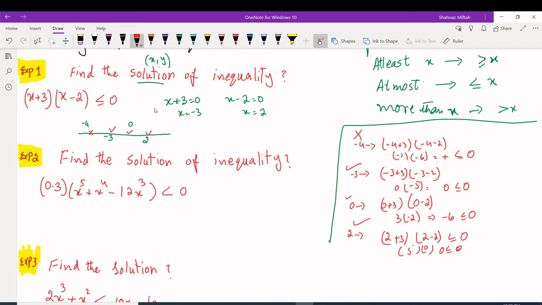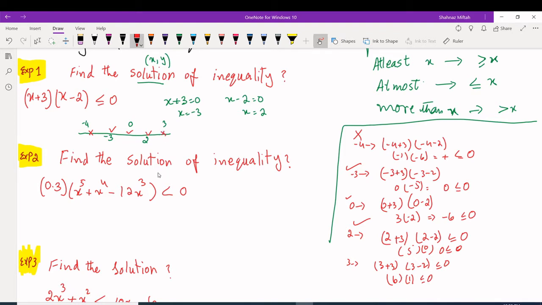Let's try something, pick something here, which is 3. So I'm going to pick 3, and let's see if it works. 3 plus 3 is going to give me 6, and 3 minus 2 is going to give me 1, less than or equal to 0. 6 times 1 is not less than or equal to 0. This is not true. 6 is not less than 0. So this portion doesn't work.